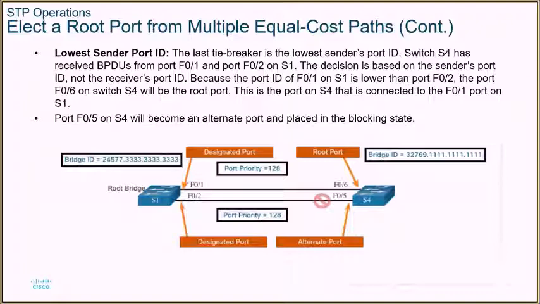Switch 4 has received BPDUs from FastEthernet 0/1 and 0/2. The decision is based on the sender's port ID, not the receiver's port ID, because the port ID of F0/1 on S1 is lower than F0/2. The port F0/1 on switch 4 will be the root port, so that is the one that will be connected to S1. And so F0/2 will be put in the blocking state as an alternate port.